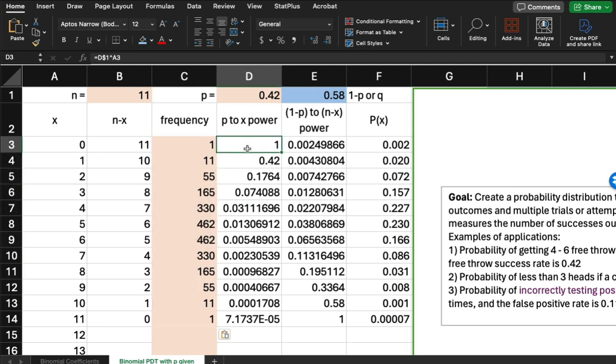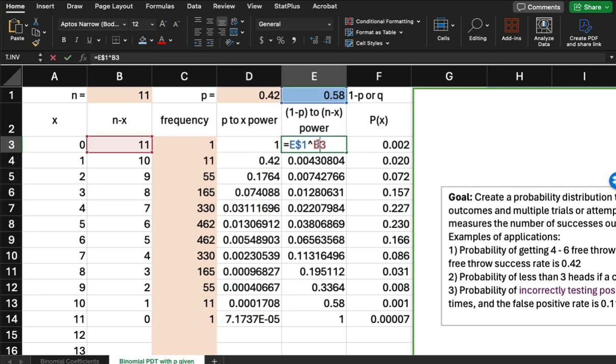In column D, we're going to calculate p to the x power. So in D3, we type equals D $1, and then the exponent, which is the little caret symbol above the number 6 on your keyboard, and then the cell A3. So that's equals D $1, caret A3. We're going to call that a caret, okay? Again, with this one, you can click the anchor in the lower left corner and fill that down.